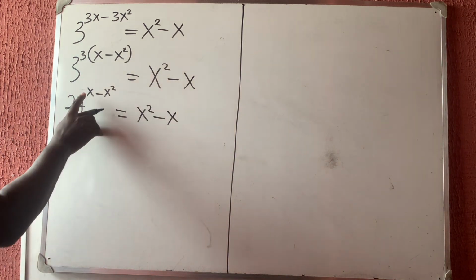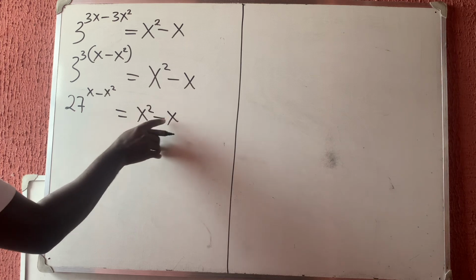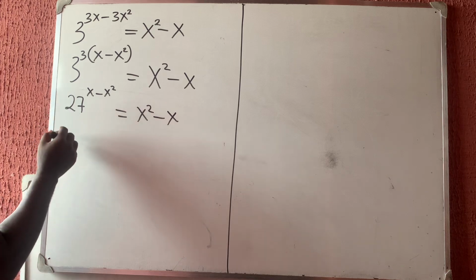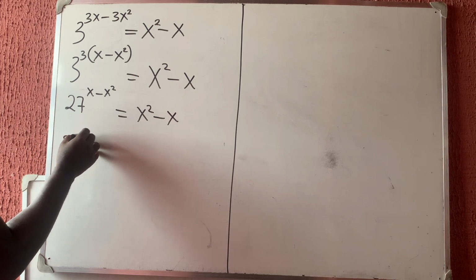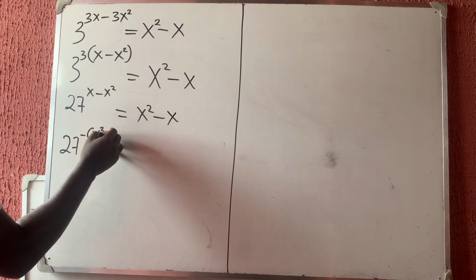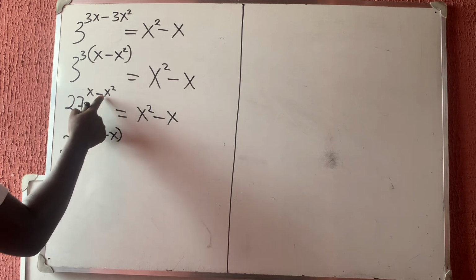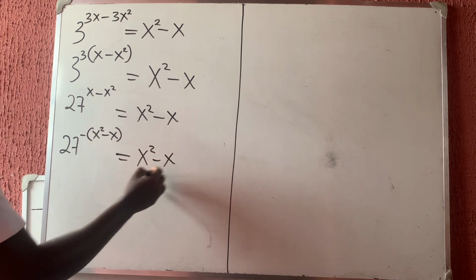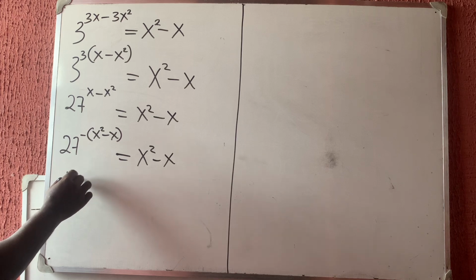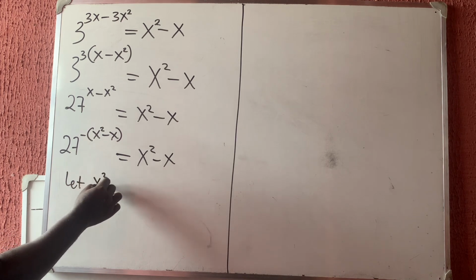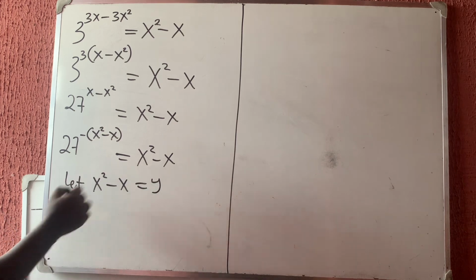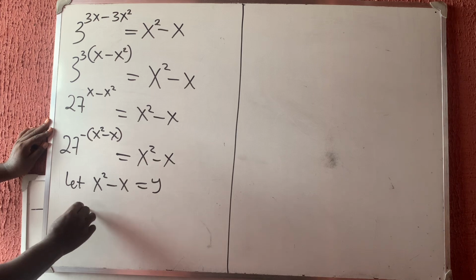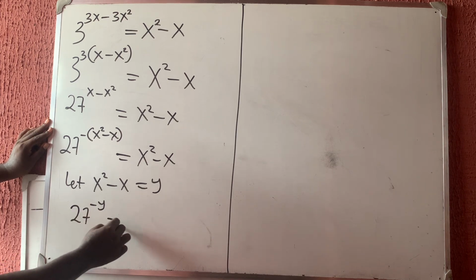Now the problem is that this one is x minus x squared, while this one is x squared minus x. So for them to be the same thing, let me multiply by minus 1. So I'm going to have 27 raised to power minus x squared minus x, is equal to x squared minus x. Now they look alike. I can say that let x squared minus x be equal to y. So anywhere I see x squared minus x, I'm going to put y. So this is now 27 raised power minus y is equal to y.